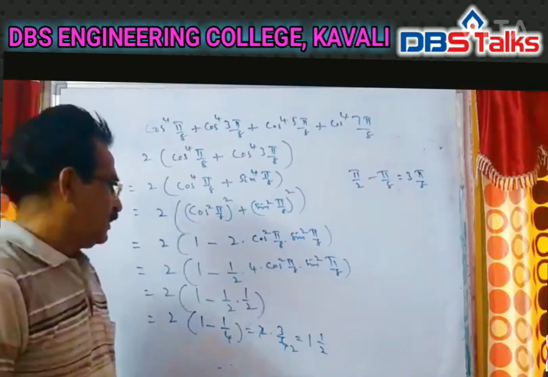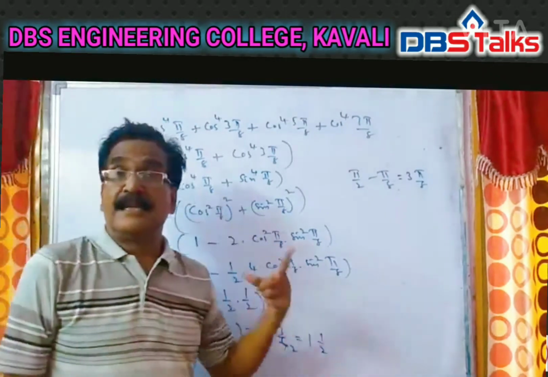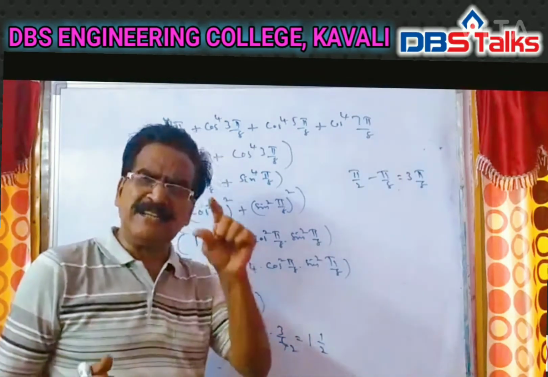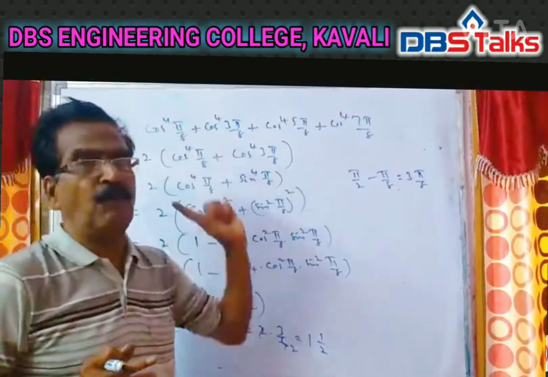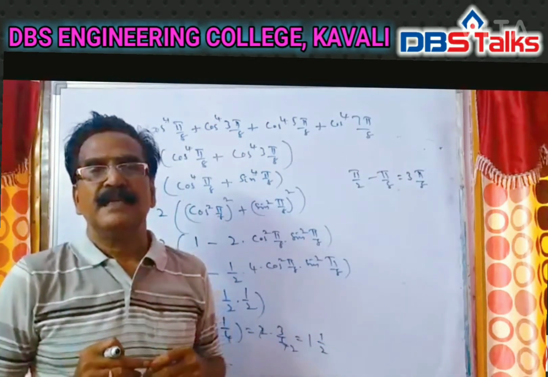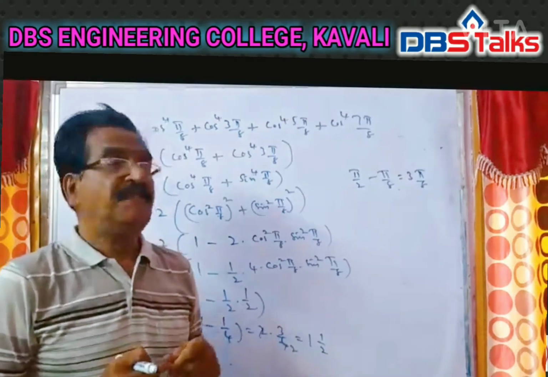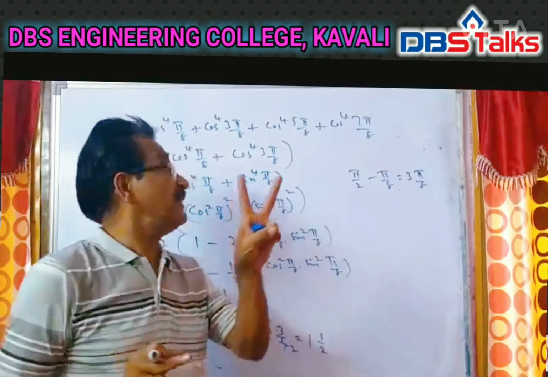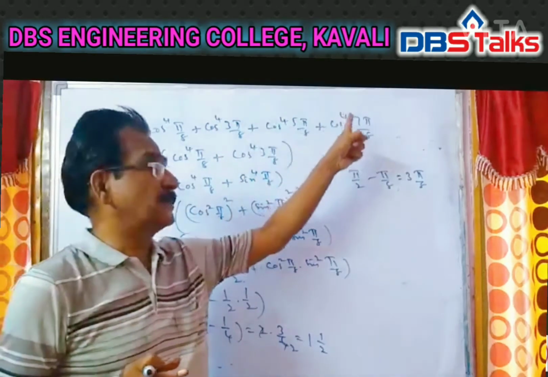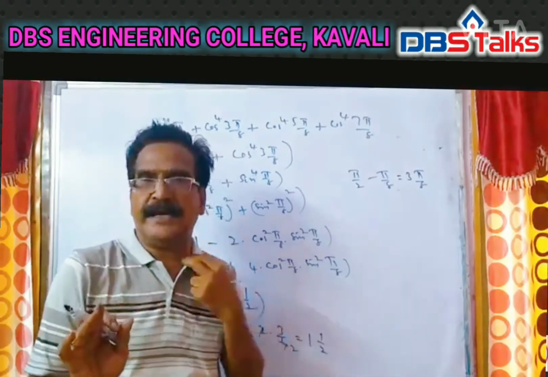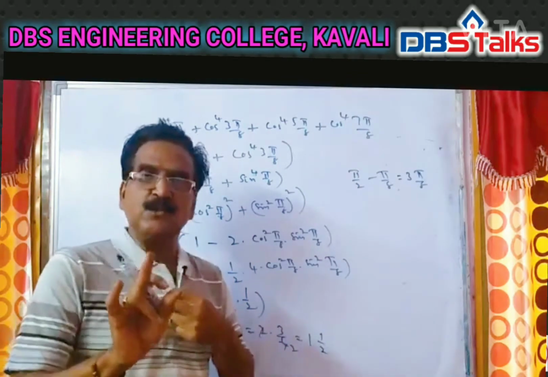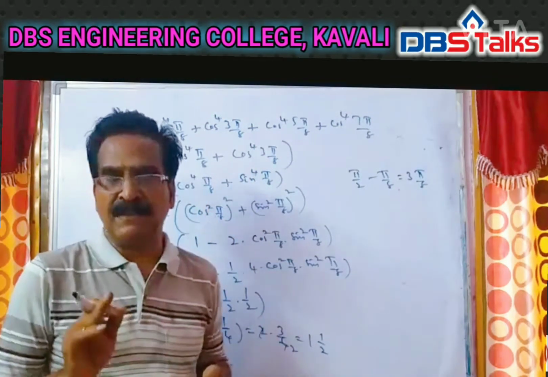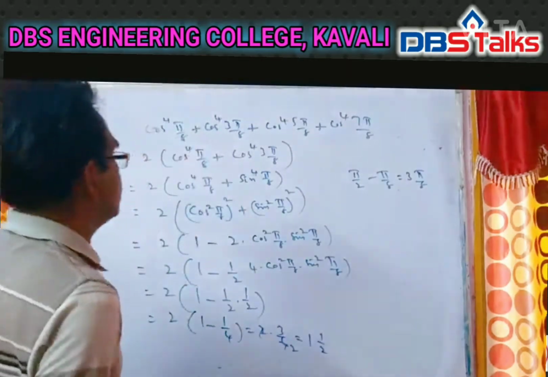The answer is 1.5. So for cos power 4, the answer is 1.5. Even for sin power 4, if it is given in terms of powers of 4, the answer is 1.5, let it be sine or cosine. If it is given in terms of squares, the answer is 2, let it be sine or cosine. If it is given in terms of power 4, the answer is 1.5. Okay, friends, I hope you are clear.